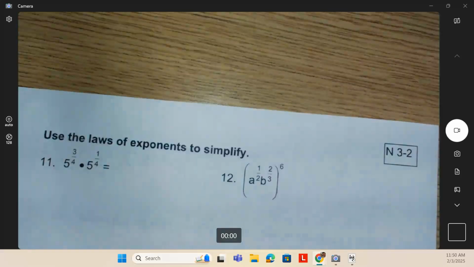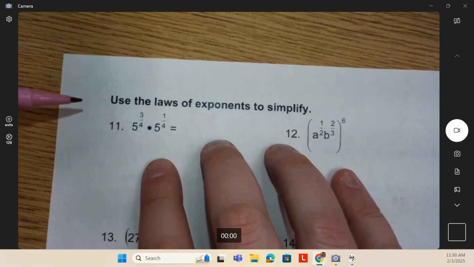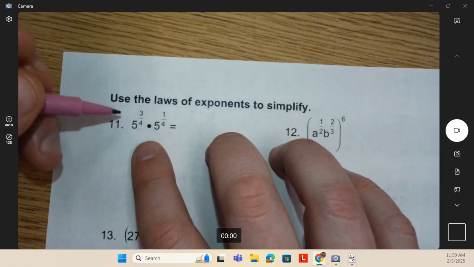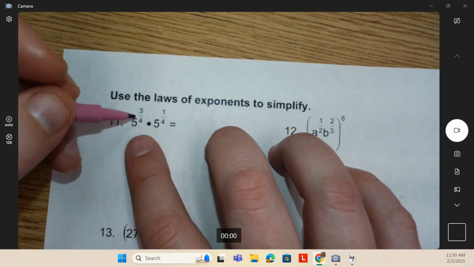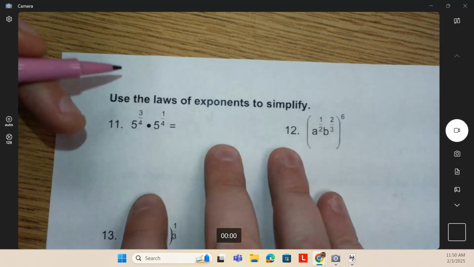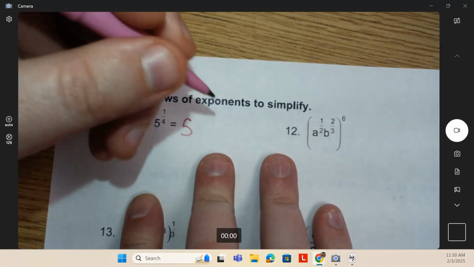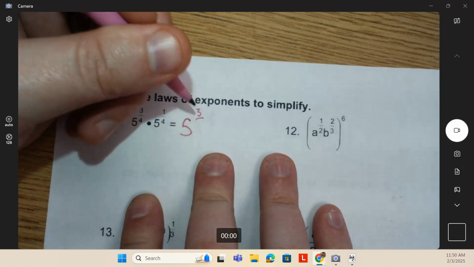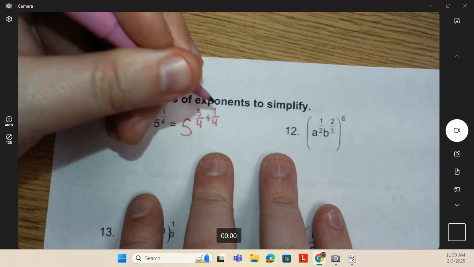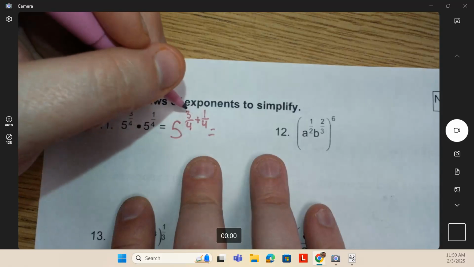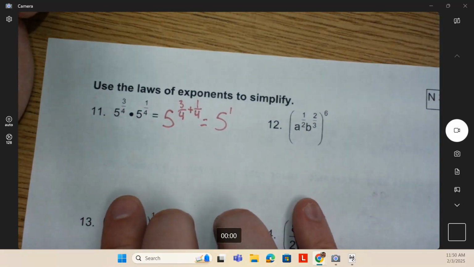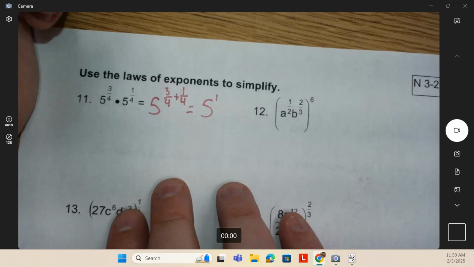So on the back, it wants us to use laws of exponents. And this is where it starts to help you out a lot. Because when I'm doing 5 to the 3/4 power times 5 to the 1/4 power, I know that laws of exponents says I can just do my exponents added together. And if I do 3/4 plus 1/4, that equals 4/4 or 1 whole. So that would just be 5 as my answer.